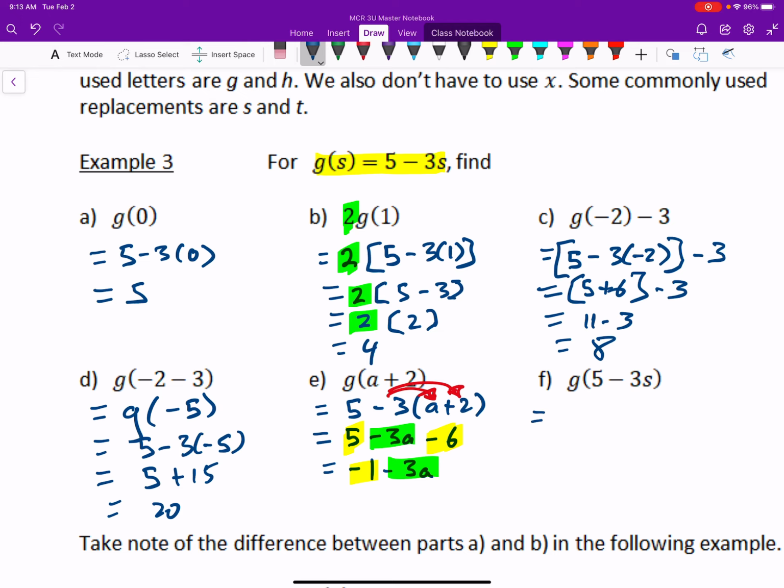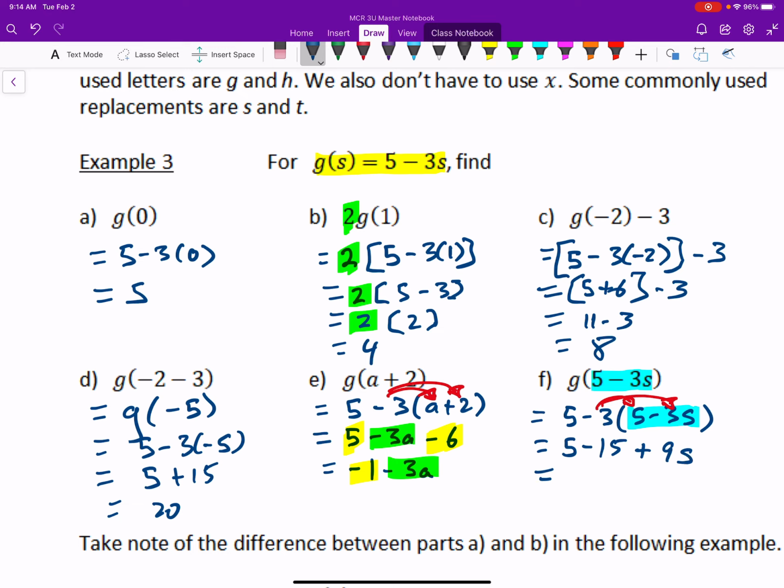F part is the exact same thing again. Just put 5 minus 3s into 5 minus 3s. So I would do 5 minus 3 bracket 5 minus 3s. That's confusing looking, isn't it? What I'm doing is I'm putting 5 minus 3s into the original equation, which was 5 minus 3s. And then, again, I have to use distributive law. So I can do weird seeming stuff like this. As long as I follow the rules of math, everything works out fine. Negative 3 times negative 3s gives me plus 9s.